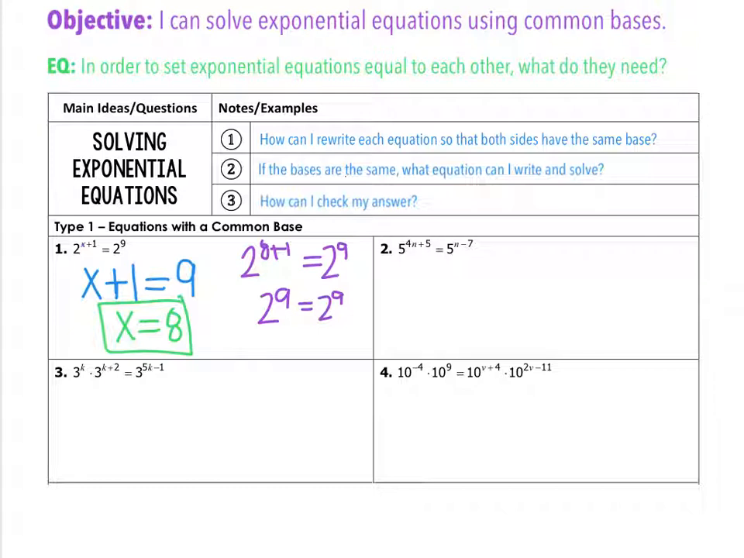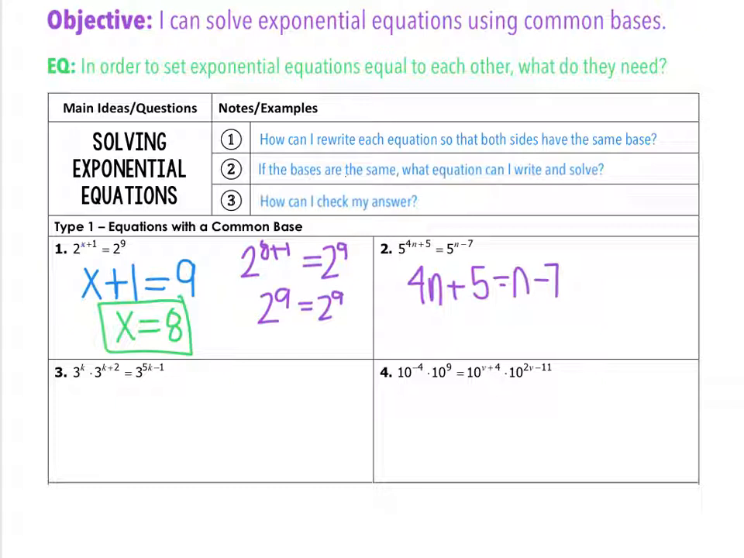Alright, so let's look at example 2. I have 5 to the 4n plus 5 power equals 5 to the n minus 7. They both have the same base, so I don't need to worry about question 1. So question 2, if the bases are the same, what equation can I write and solve? Go ahead and pause the video and see if you can write the correct equation.